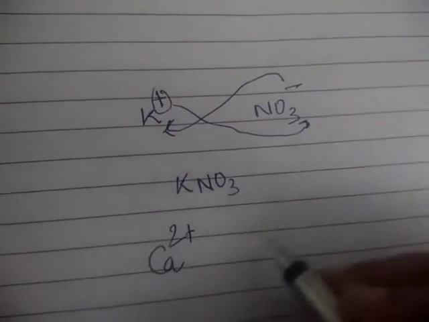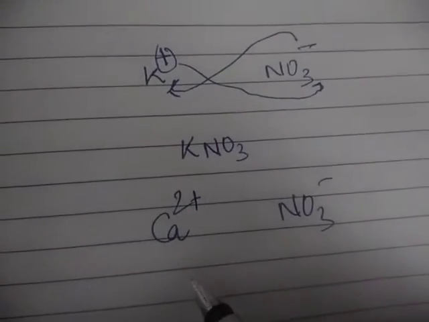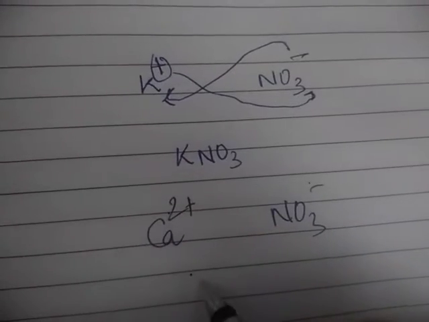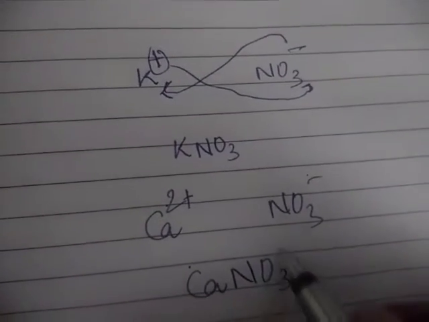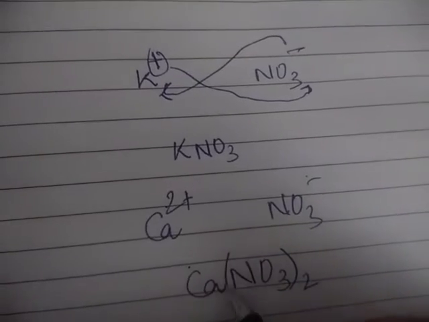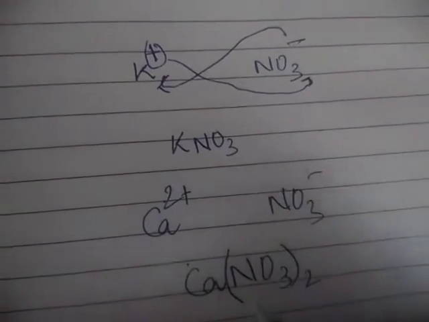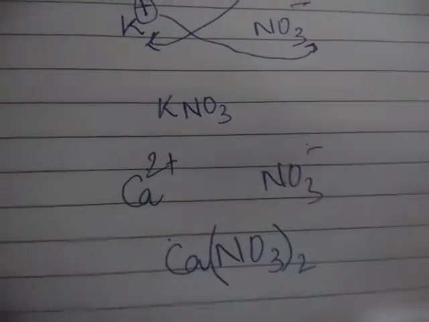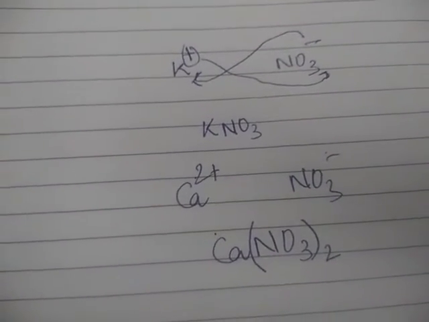Let us see how we are going to make calcium nitrate. Calcium is Ca2 plus, nitrate is NO3 minus. Then this number will go this side and this number will come this side. Then it will become Ca1, NO3 whole twice. This 2 belongs to the whole species. So Ca(NO3)2 is the formula of calcium nitrate. Likewise, you can practice some more formulas from page number 6.